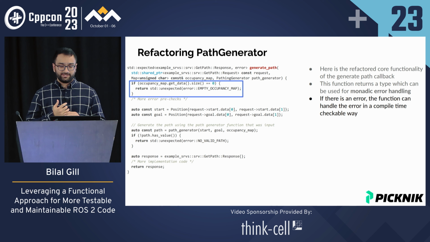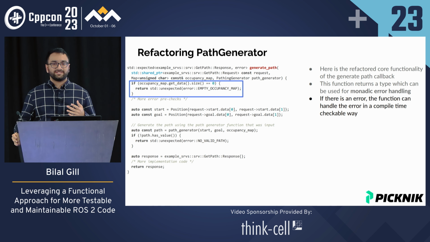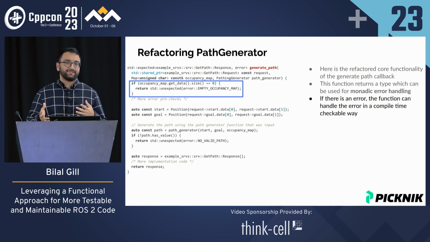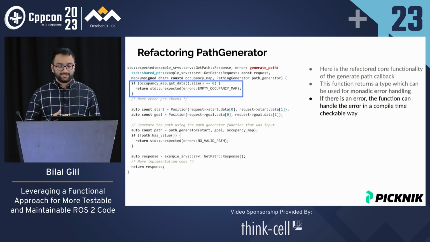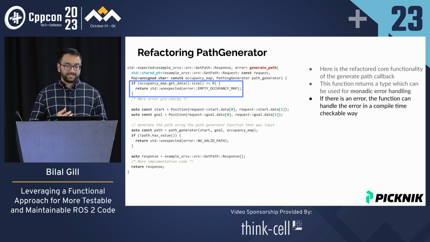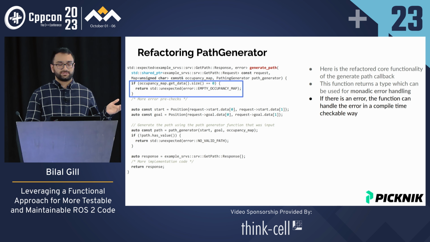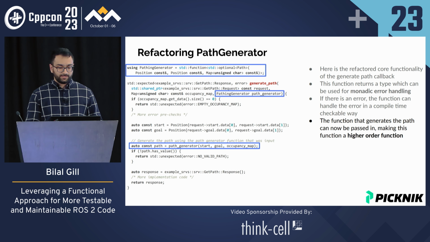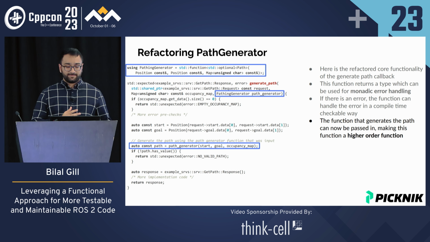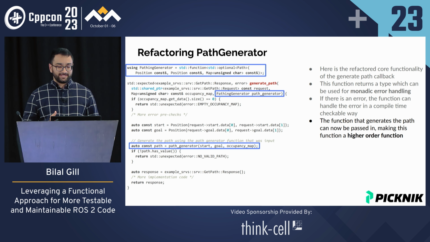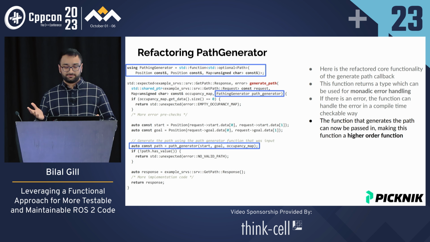Side effects should generally be pushed to the edges of your code so they can be seen in the topmost layer, because nobody wants to be 10 functions deep into a stack trace to figure out why a variable is being changed, right? And also with the monadic error handling, we can decide where the error goes. The function that generates the path can now be passed in, making this function a higher order function.